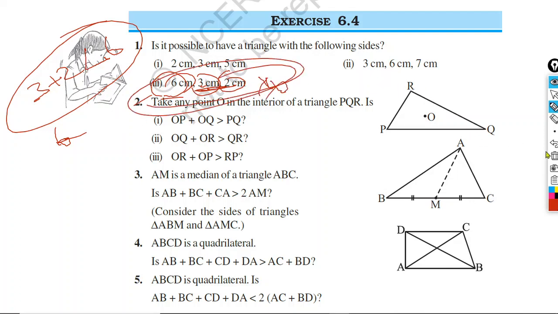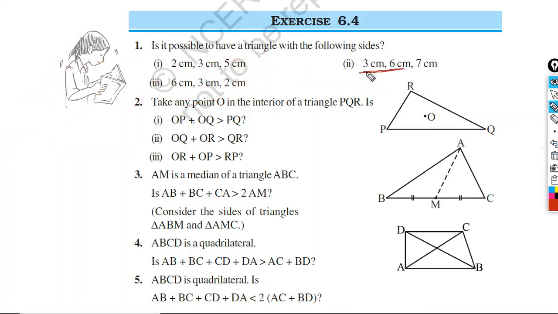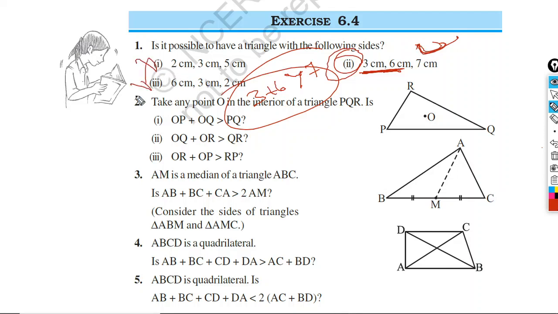Here again you see, the smaller two sides are 3 and 6. So 3 plus 6 is 9, which is greater than 7. So in this case, yes, we can construct a triangle. But in the other two cases, we can't construct. Okay, please try whether you can construct or not.